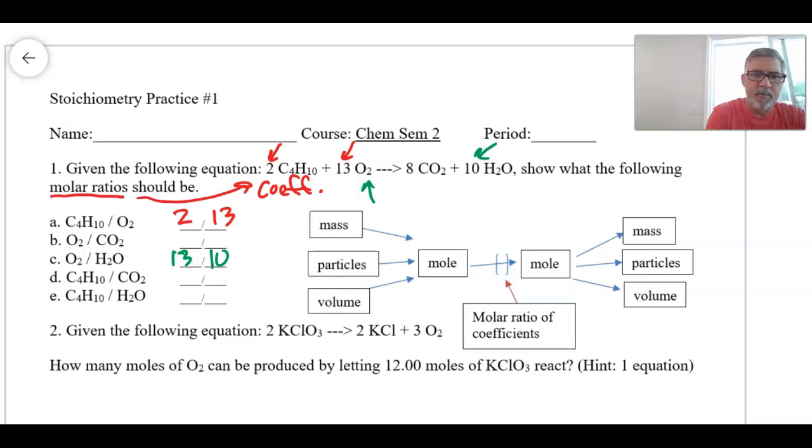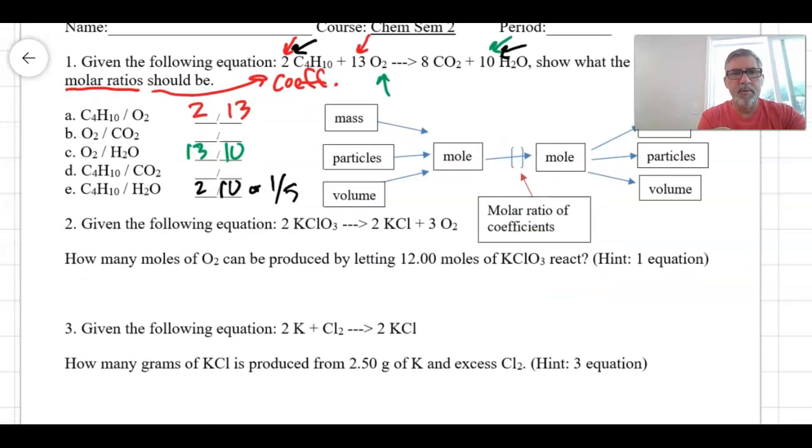For E, we're looking at propane again to water again. So I get 2 to 10, or it's okay if you reduce this and write 1 to 5, same thing. All right, pretty easy.